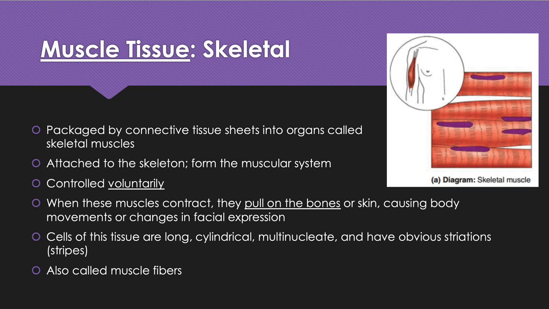First, we'll look at skeletal muscle tissue. This is packaged by sheets of connective tissue into organs that would be considered your skeletal muscles. So normally, you don't really think of a muscle as being an organ, but it actually is. So each separate skeletal muscle is an organ. These are attached to the skeleton and they form the muscular system. The other kinds of muscle tissue can fall into that category, but usually when we talk about the muscular system, we're really just focusing on your skeletal muscles.